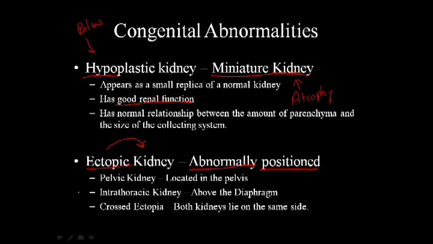You can have several things. Pelvic kidney, which is a kidney located in the pelvis. Intrathoracic kidney, which is located above the diaphragm, which is pretty crazy to see. Crossed ectopia, both kidneys lie on the same side.